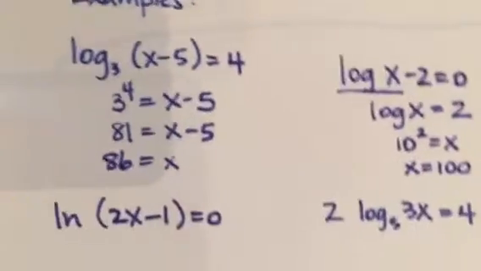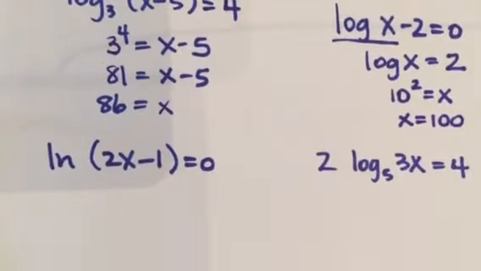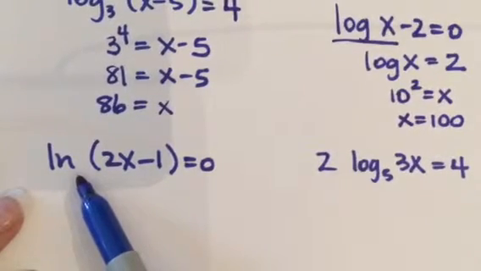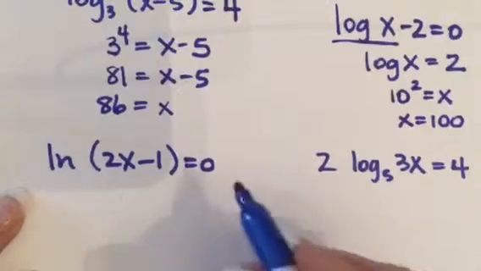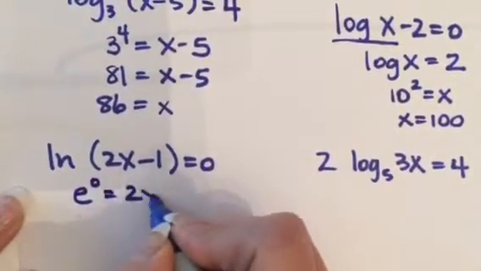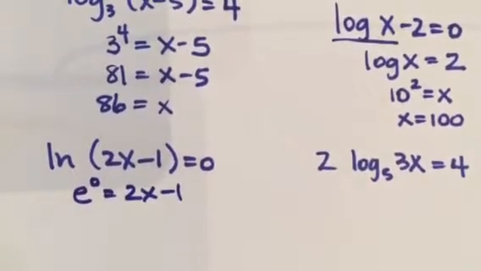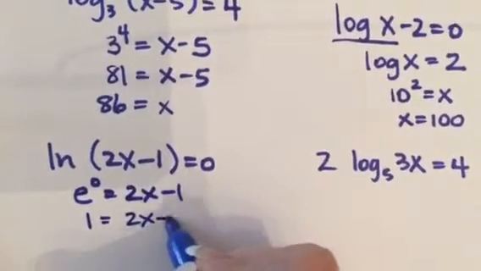Moving along, we're going to look at ln of the quantity 2x minus 1 is equal to 0. Let's go ahead and rewrite this as an exponential equation. Now recall that the base of an ln expression is e. So this would be e to the 0 is equal to 2x minus 1. And what is anything raised to the 0 power? Why, that's 1 itself. So 1 is equal to 2x minus 1.